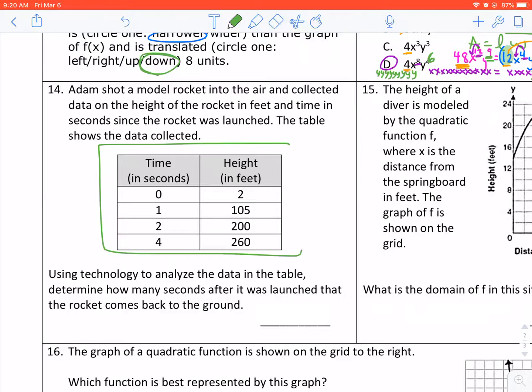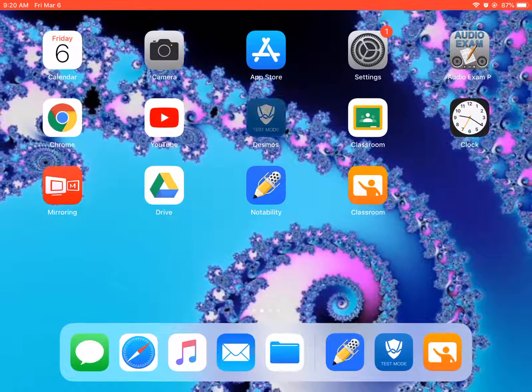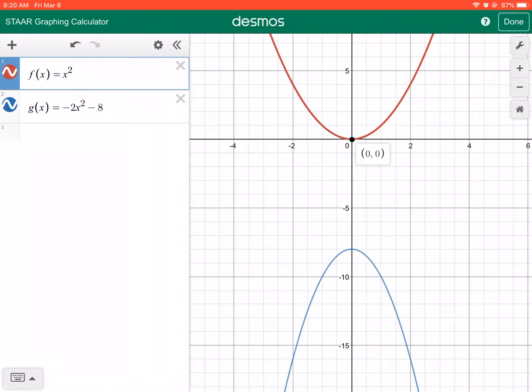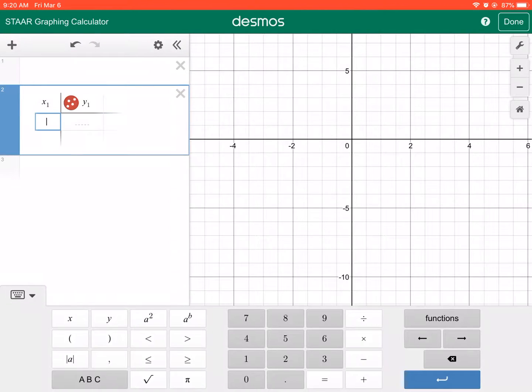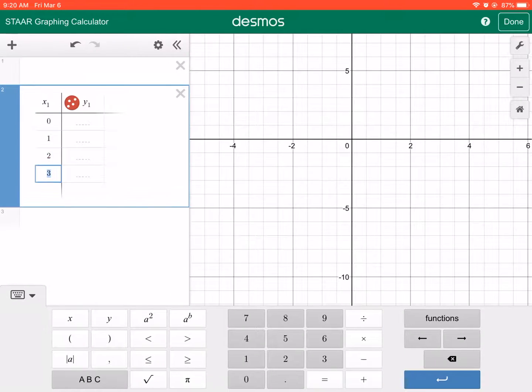So we have a table. So we're going to go add a table. Again, you should be typing this in with me, not just copying and not just watching. We need to add a table. We're going to type in 0, 1, 2, 4. And then we are going to add a 2, a 105, a 200, and a 260.